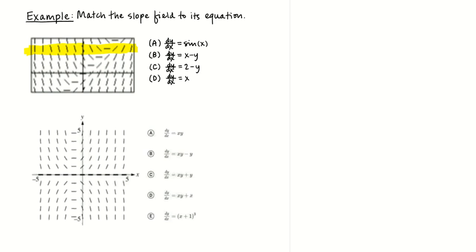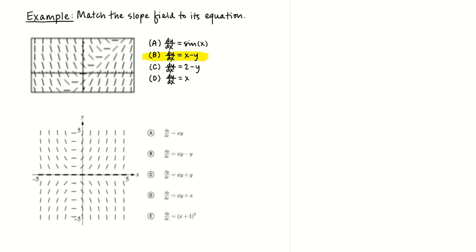So that's telling me that dy dx has to at least depend on x. So I can eliminate answer choice C, right? But then if I go up and down, I'm also seeing that it's got to depend on y because I'm seeing different slopes. And so I need my differential equation to depend on both x and y. So that's why I'm just going to say it's dy dx equals x minus y.